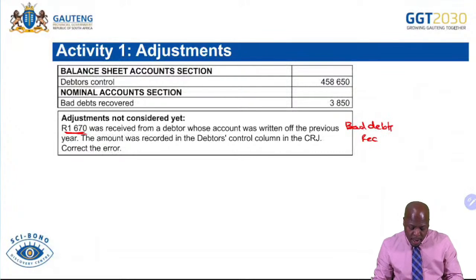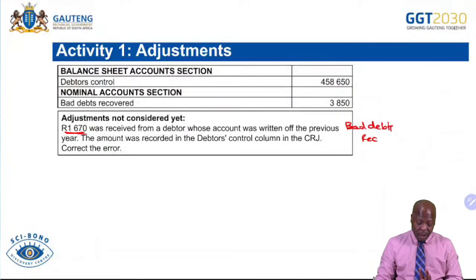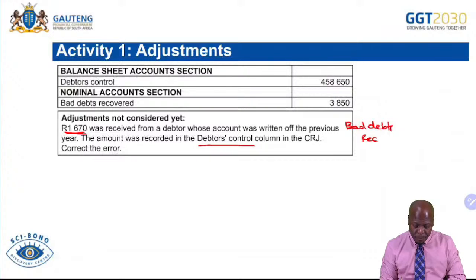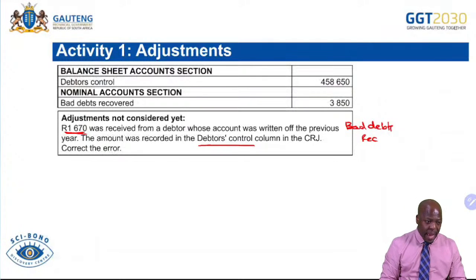Okay, the amount was recorded in the debtors control column. Oh, that's a mistake now, because the amount has been recorded in the debtors control. Once an account is written off, it is no longer part of the debtors control. So when that account is then recovered, it no longer affects the debtors control. Are we together? It affects only your bank as well as your bad debts recovered. But these people have recorded the amount in the debtors control. Then they say, correct the error.